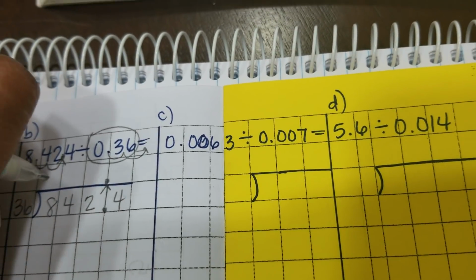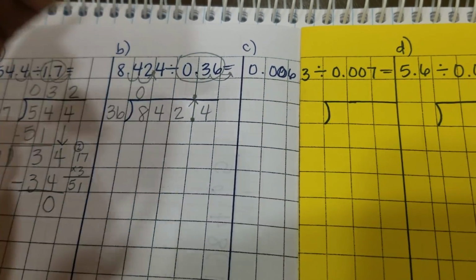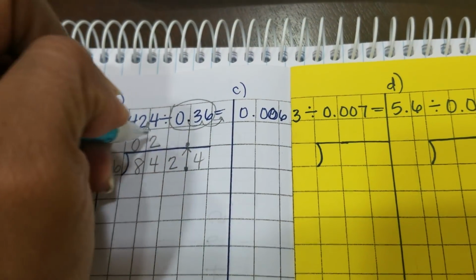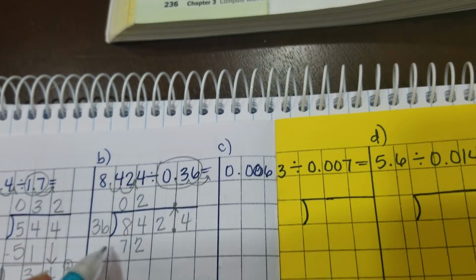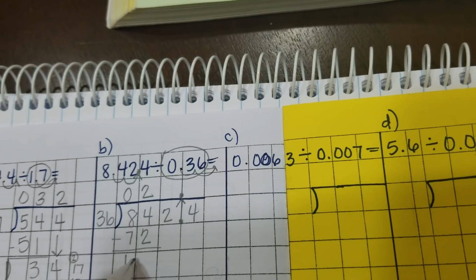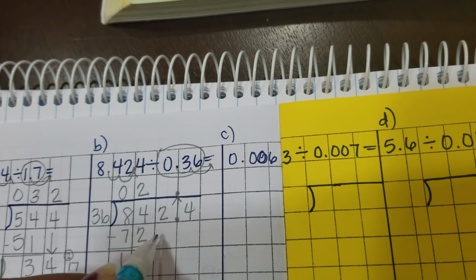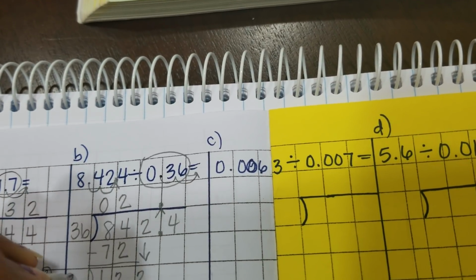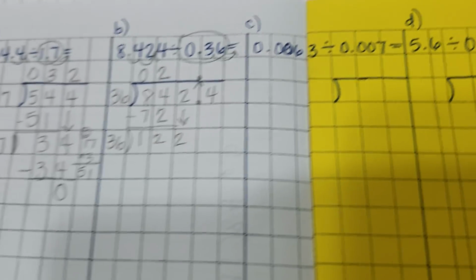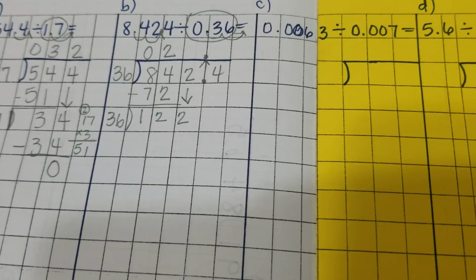36 cannot go into 8, so we'll put a 0. 36 can go into 84 2 times. 2 times 36 is 72. We can subtract to get 12. And then we bring down our 2. And we repeat. How many times can 36 go into 122?